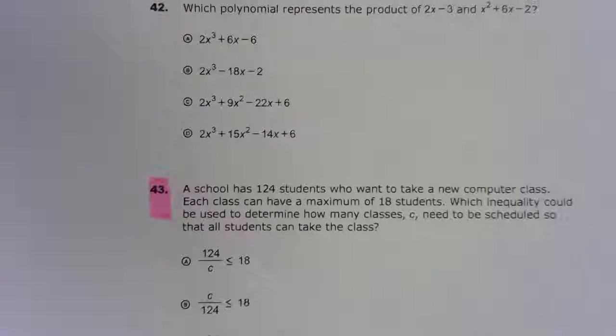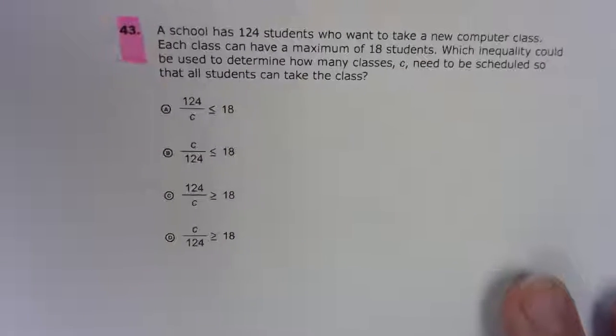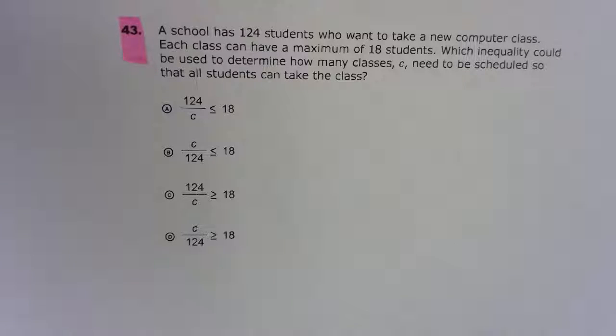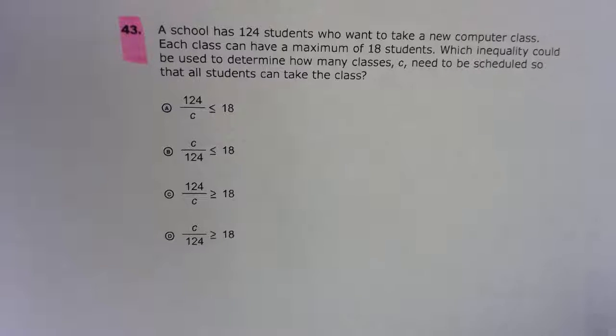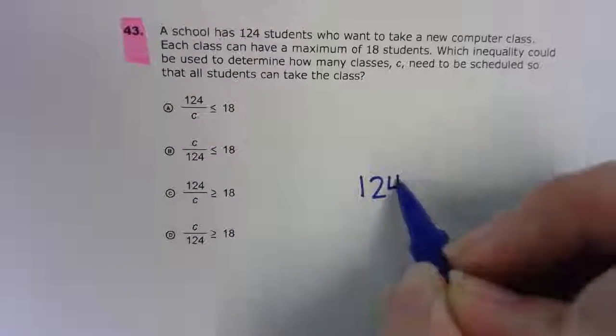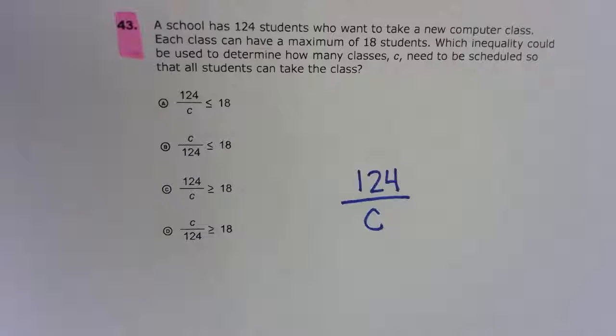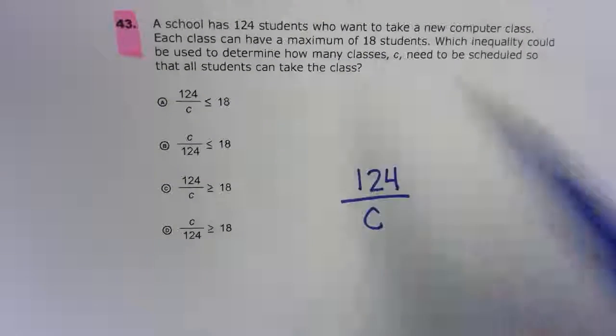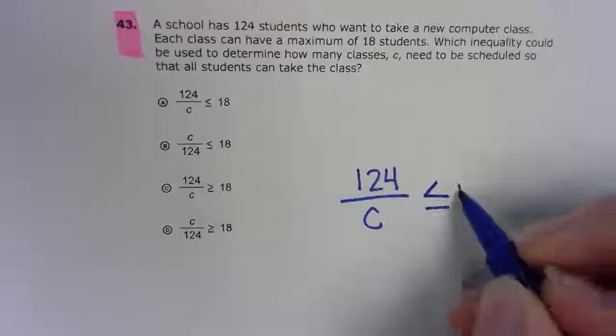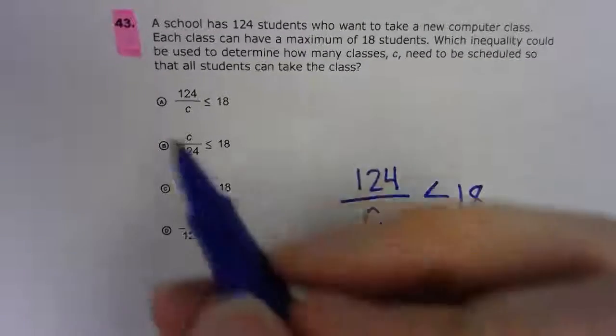The next one is question 43. A school has 124 students who want to take a new computer class. Each class can have a maximum of 18 students. Which inequality could be used to determine how many classes C need to be scheduled so that all students can take a class? So if we have the 124 students, we're going to divide that by the number of classes to get how many students are in each class. They can have a maximum of 18, which means it would have to be less than or equal to 18 students per class, which would give me A.